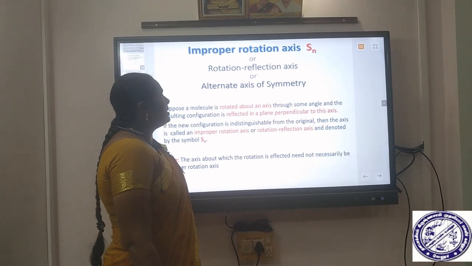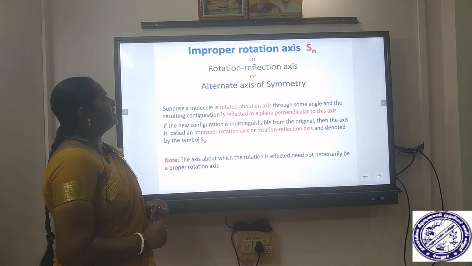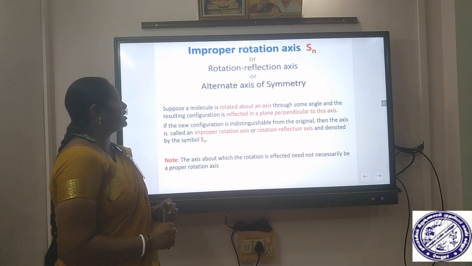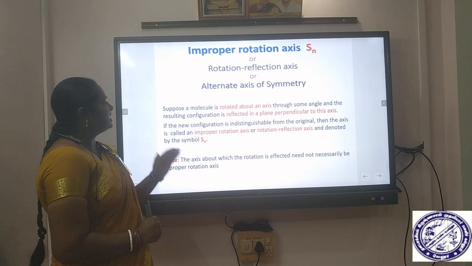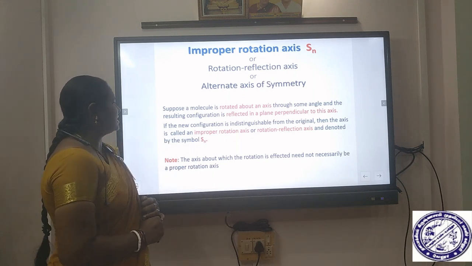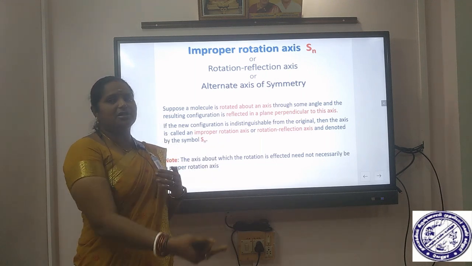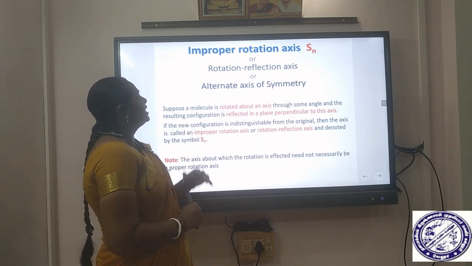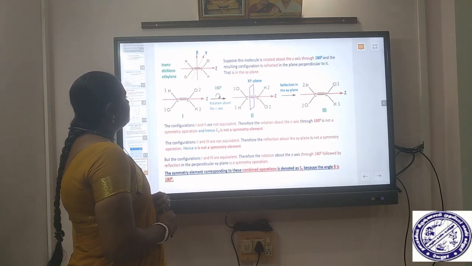The next one is the improper axis of symmetry, which is also called the rotational reflection axis or alternating axis of symmetry. Suppose a molecule is rotated about an axis through some angle and the resulting configuration is reflected in a plane perpendicular to this axis. If the new configuration is similar to the original, then the molecule possesses an improper axis of symmetry.